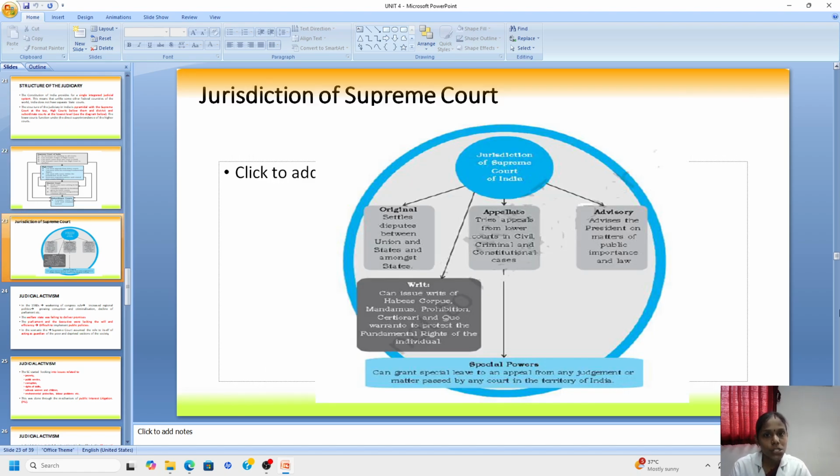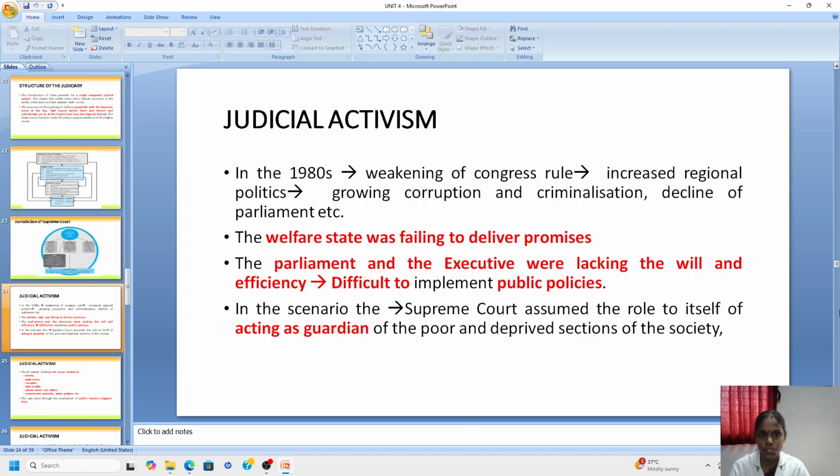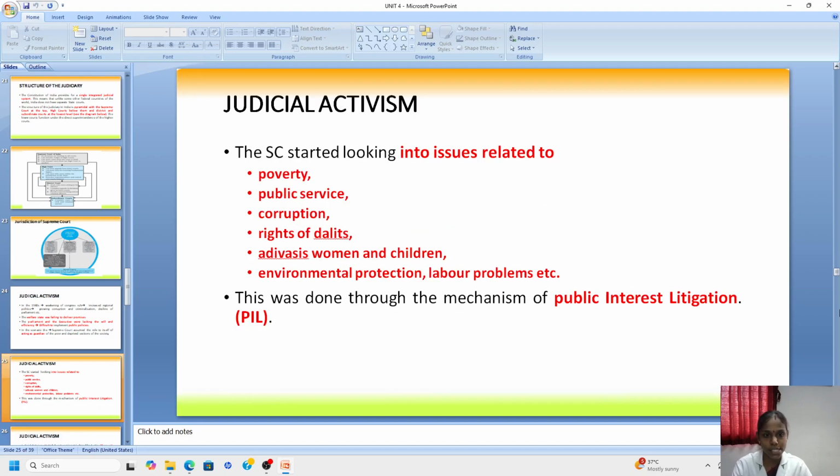And jurisdiction of the Supreme Court. This is the structure of the jurisdiction. Next, judicial activism. In the 1980s, there was weakening of Congress rule, increased regional politics, growing corruption and criminalization, decline of Parliament, etc. The welfare state was failing to deliver promises. Parliament and the executive were lacking the will and efficiency, and it was difficult to implement public policies.